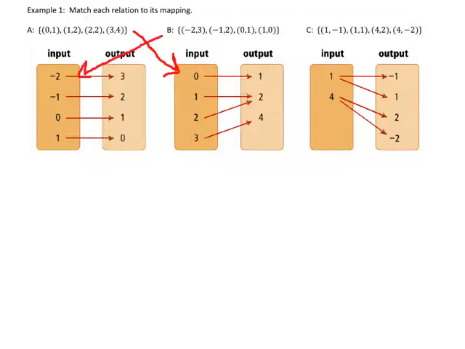And then part C, obviously there's only one more choice here. If x is 1, then y is -1. So here's my x, and it's matched with -1 for the y. I also have 1 matched with 1. 4 is matched with 2, and 4 is also matched with -2. So C pairs up with the mapping right below it.